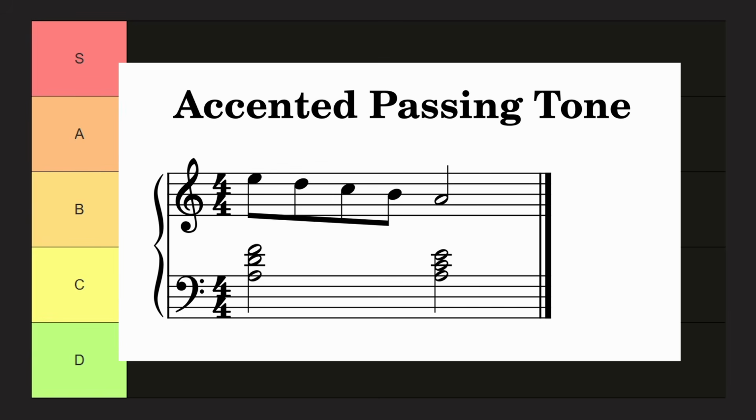Next up is the accented passing tone. These work in the same way as the unaccented passing tone, the only difference being that now we're placing the NHT on the stronger beats and the chord tones on the weaker beats. Let's hear an example.